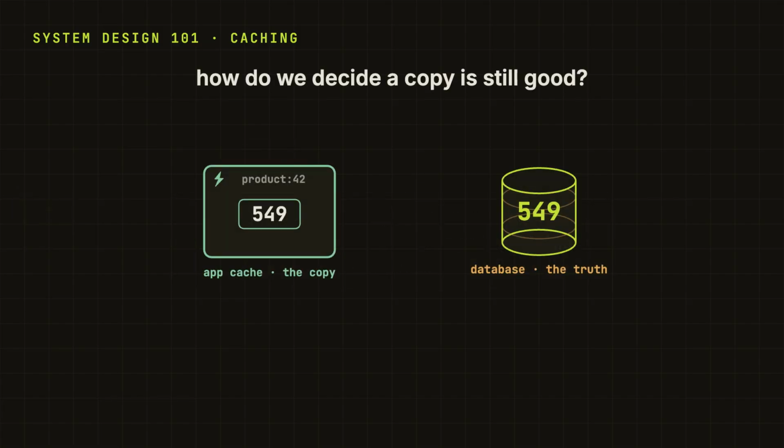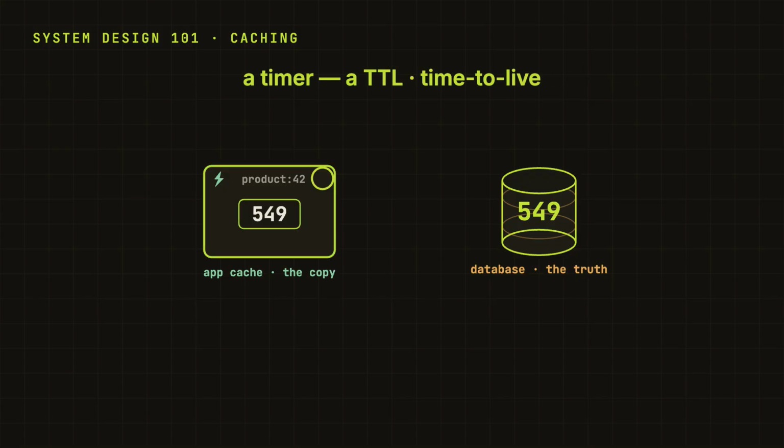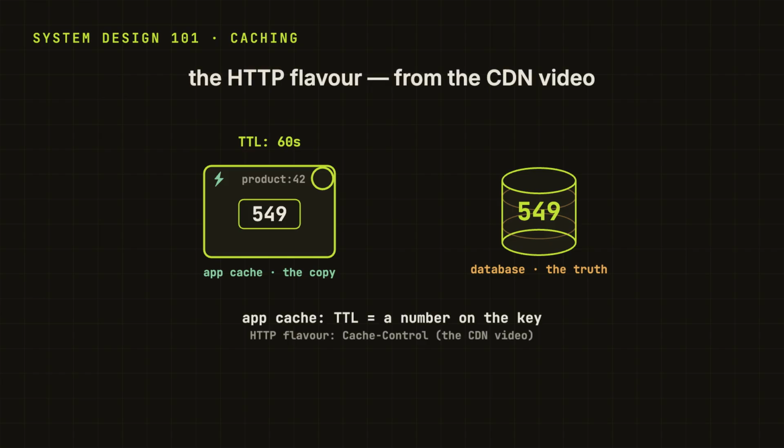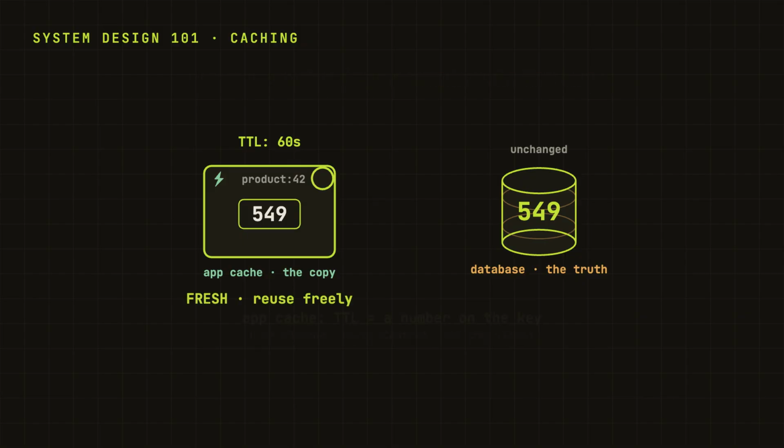So, how do we decide if a copy is still good? The simplest way is just a timer, a TTL, a time to live. When we store a copy, we give it a lifespan. Let's say keep this one for 60 seconds. You saw the HTTP flavor of this in the CDN video, a cache control header. But in our app cache, the TTL is just a number we set on the key when we save it. Inside that window, the copy is fresh. Just use it. After it, the copy is stale.